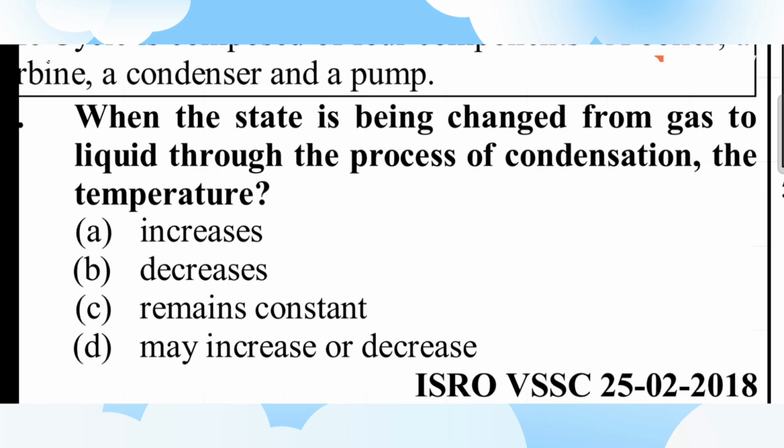Friends, question number 55. When the state is being changed from gas to liquid through the process of condensation, the temperature A. increases, B. decreases, C. remains constant, D. may increase or decrease. When there is a phase change, there is no temperature change, it remains constant. Only the state changes, liquid to gas or gas to liquid, there is no temperature change, the temperature is constant.